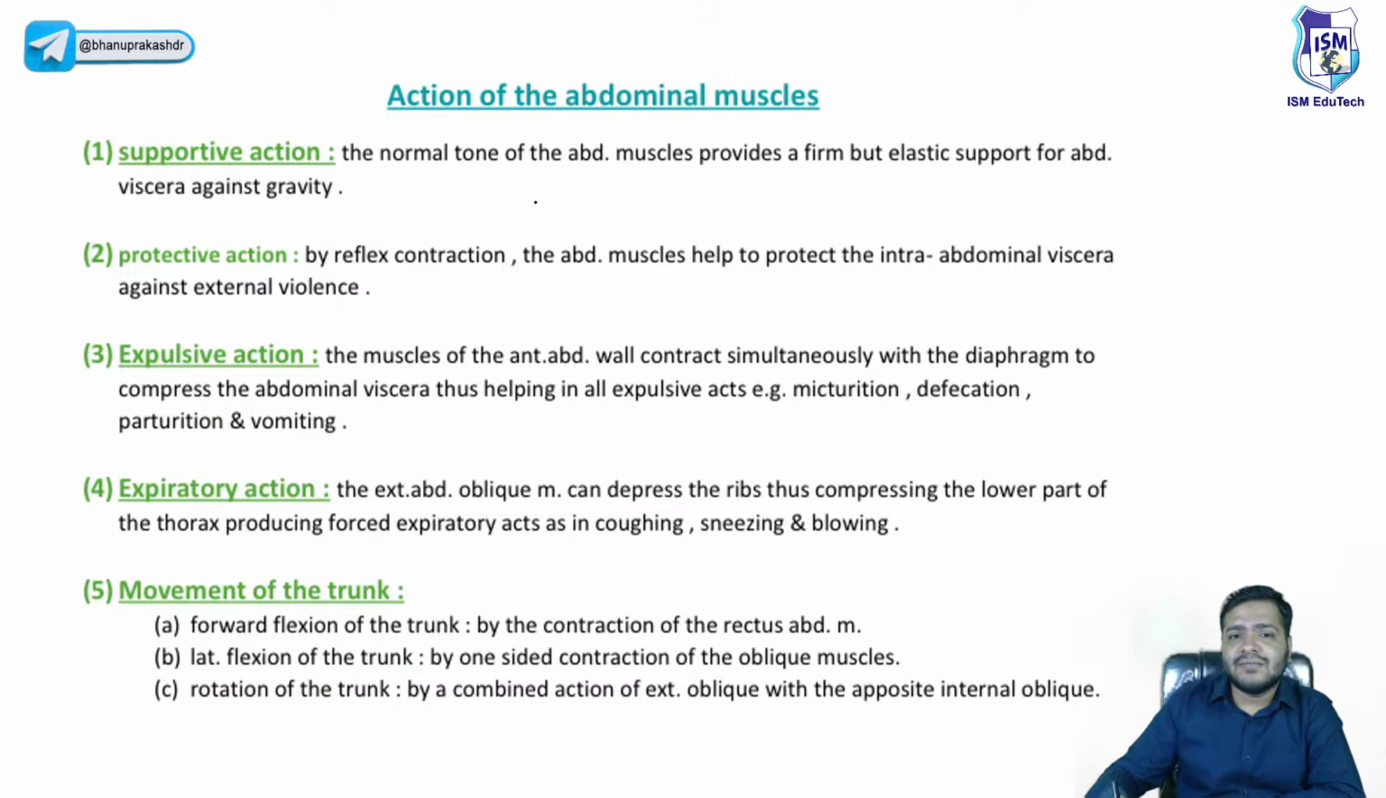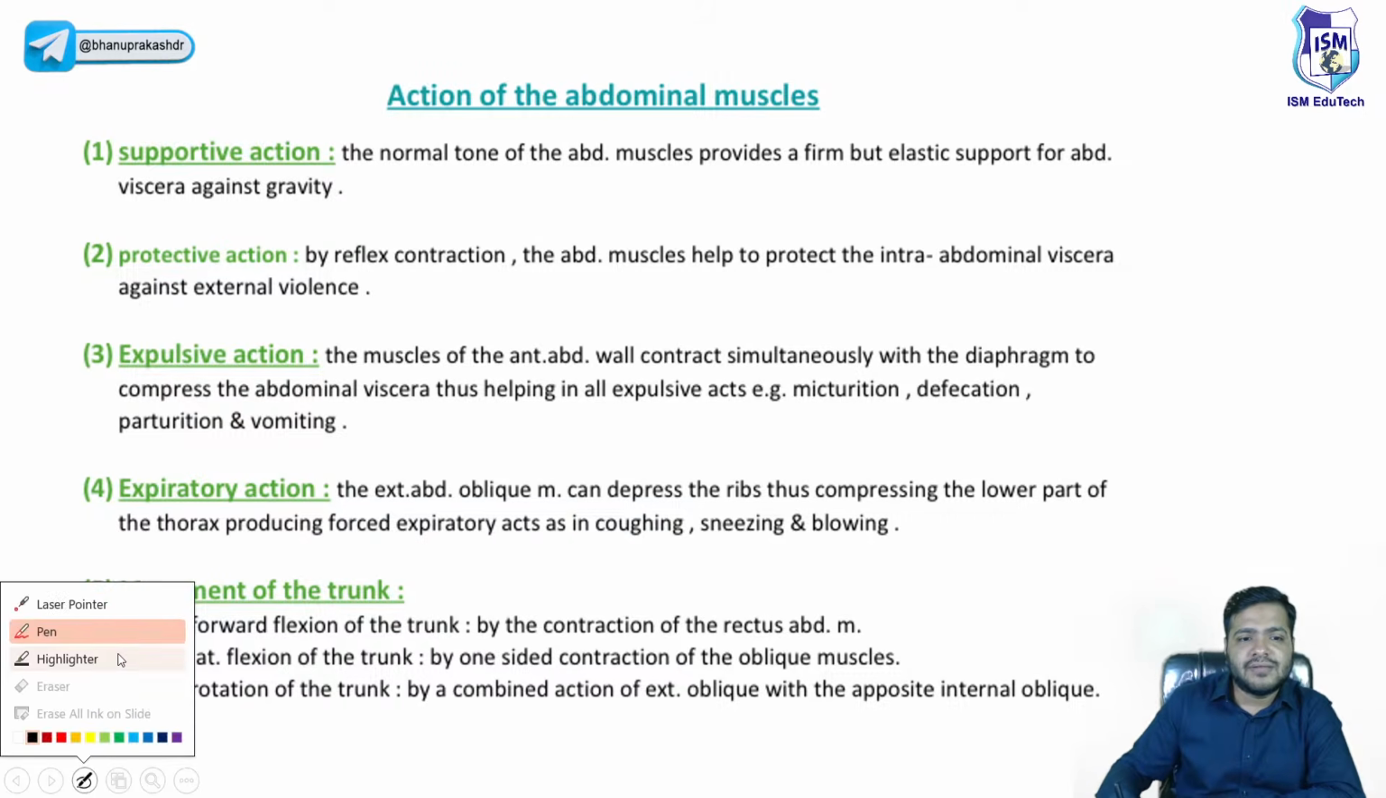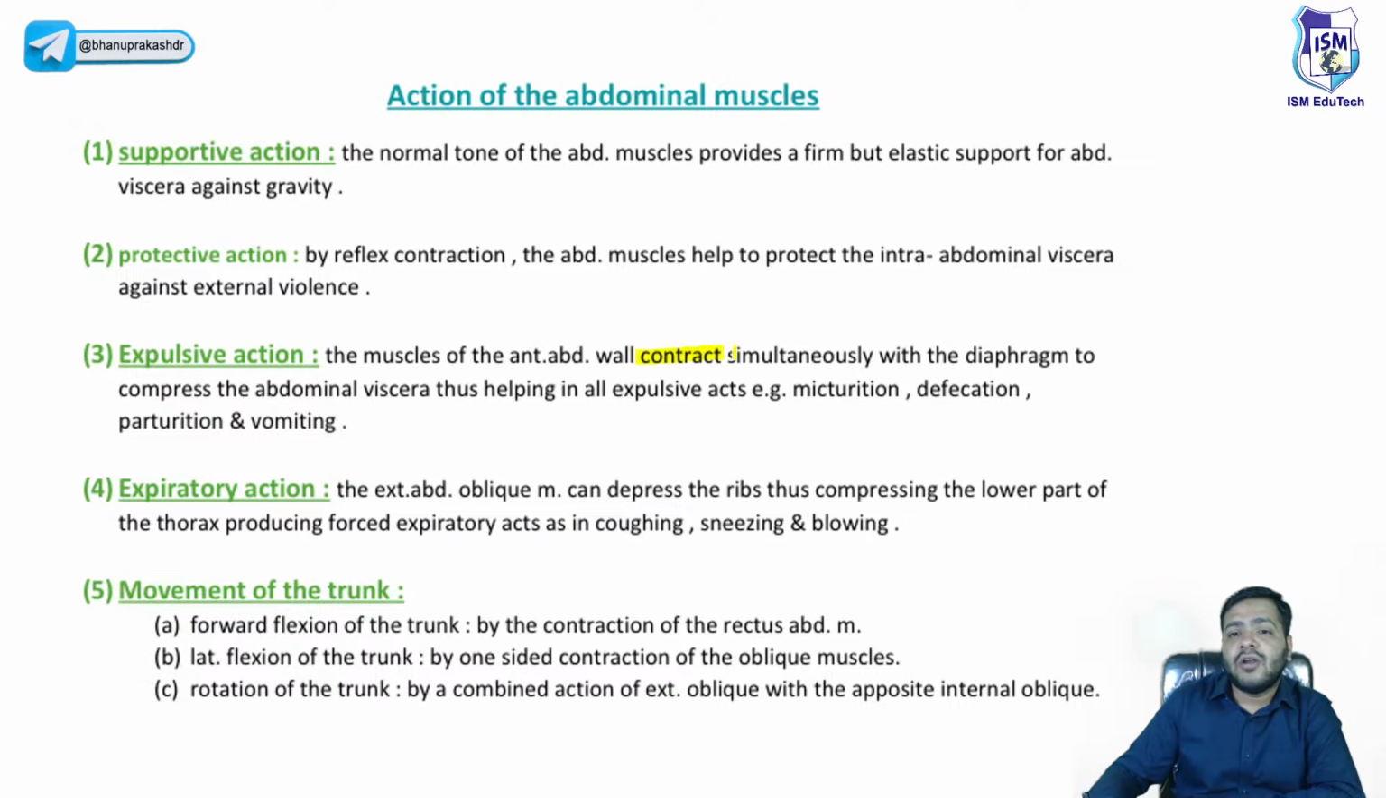Expulsive action: the muscles of the anterior abdominal wall contract simultaneously with the diaphragm to compress the abdominal viscera, thus helping in all expulsive acts like micturition, defecation, parturition, vomiting. Apart from that, guys, remember expiratory action. You already know the external abdominal oblique muscle can depress the ribs, thus compressing the lower part of the thorax, producing the forced expiratory acts, as in coughing, sneezing, blowing.